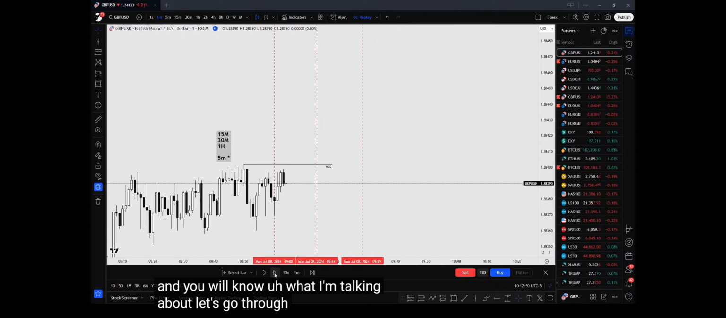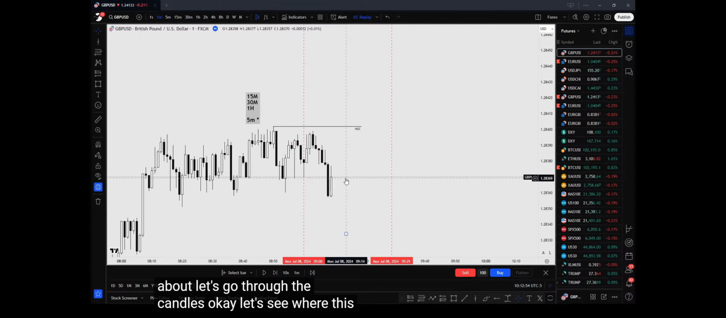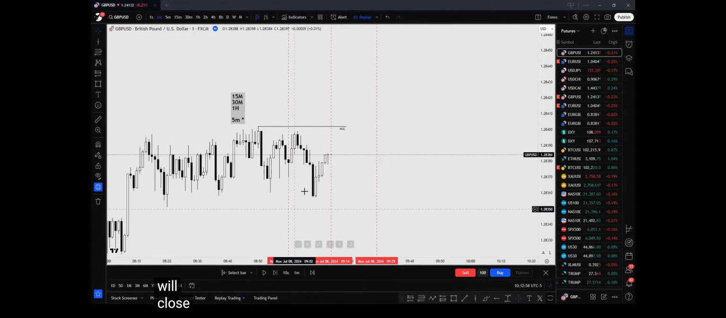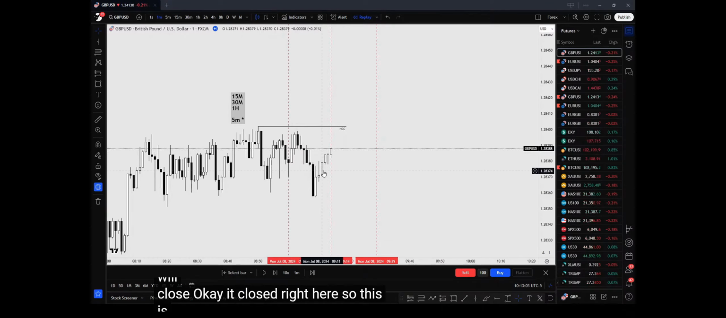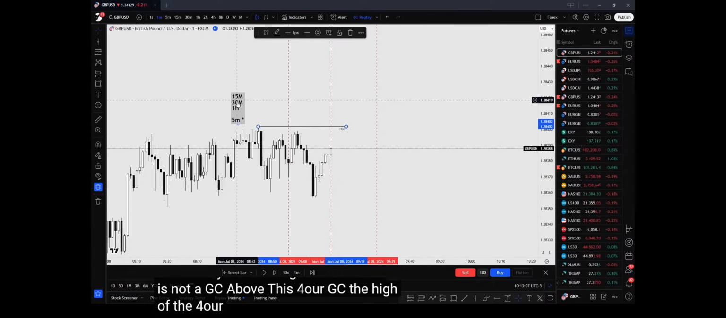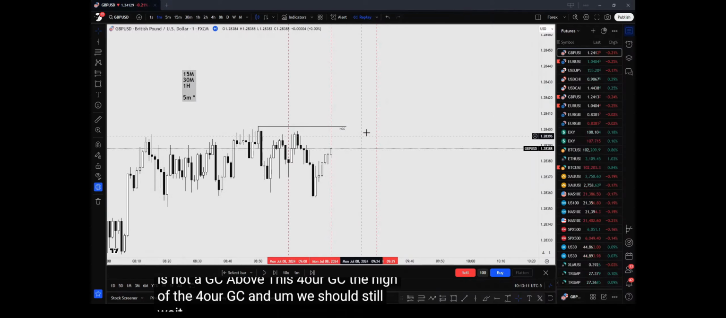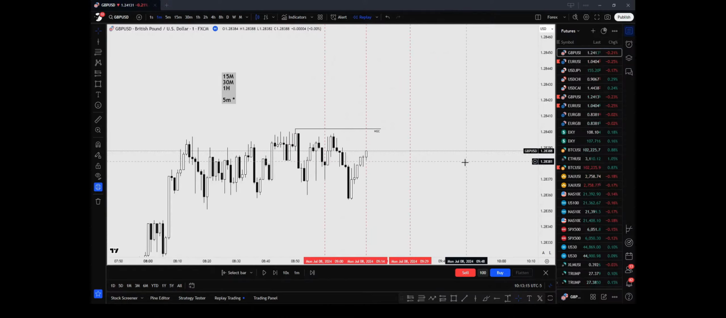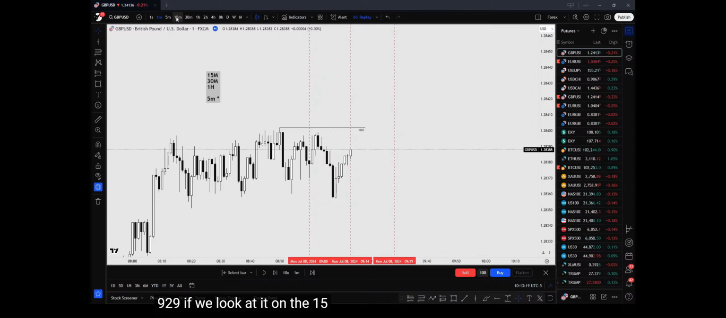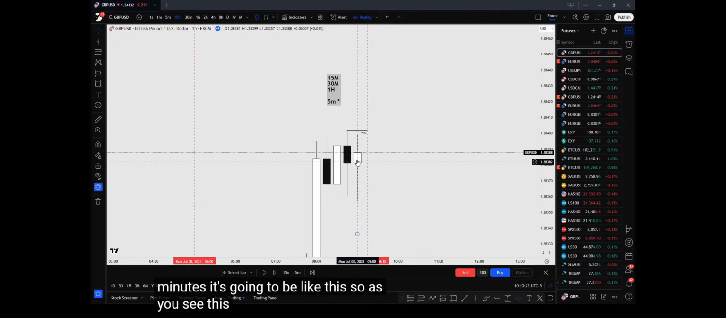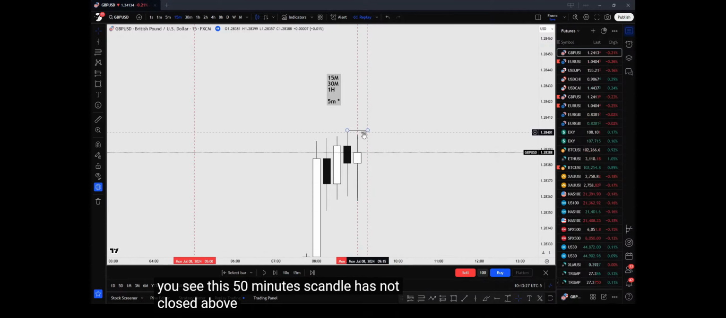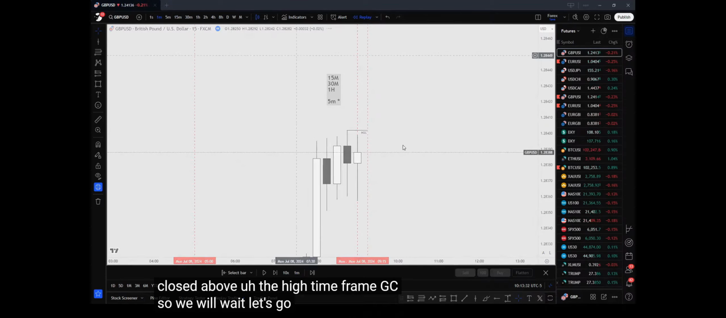Let's go through candles. Okay, let's see where this 9:14 will close. Okay, it's closed right here. So this is not a GC above the high of the 4-hour GC, and we should still wait for 9:29. If we look at it on the 15 minutes, it's going to be like this. So as you see, this 15 minutes candle has not closed above the high time frame GC. So we will wait. Let's go back to the 1 minute.